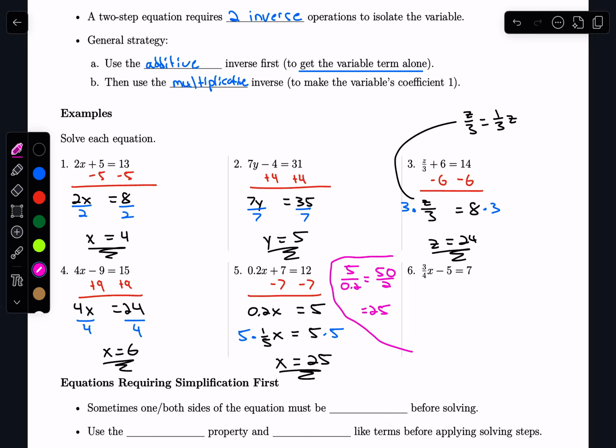So there are multiple ways you can think of this so far. We could turn 0.2x equals 5 into 2x equals 50 by multiplying both sides by 10, which is something we're going to see more of later.